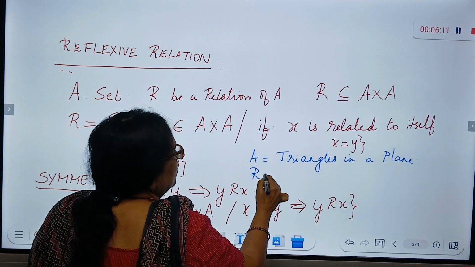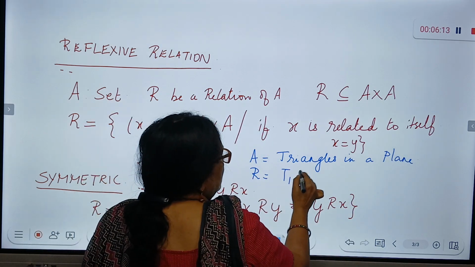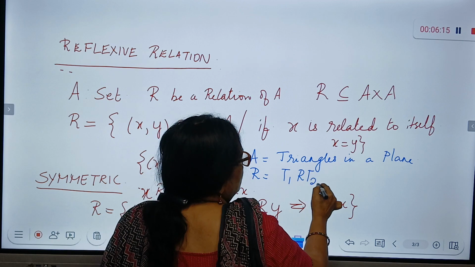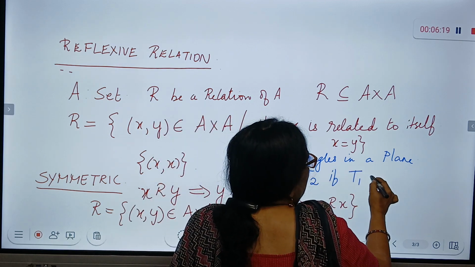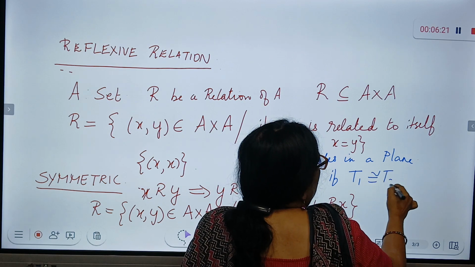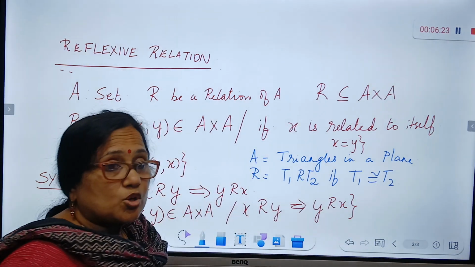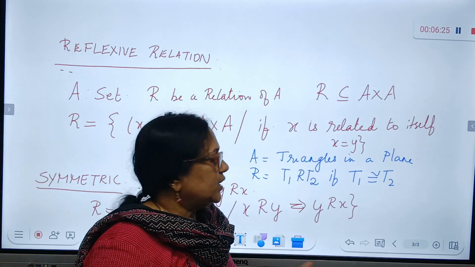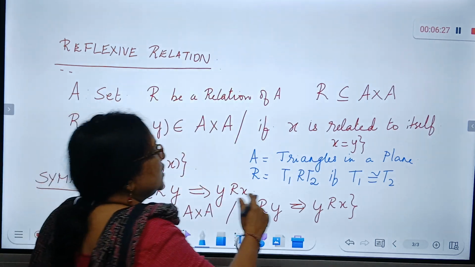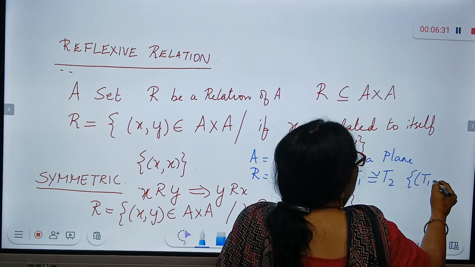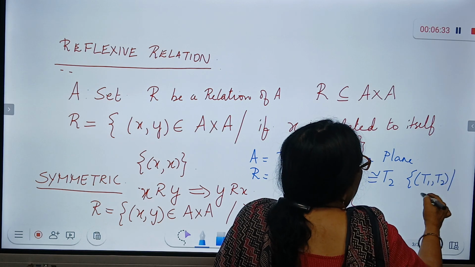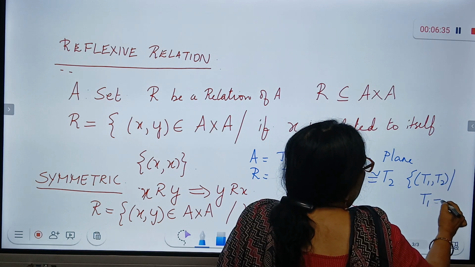R to be the following relation: T1 is related to T2 if T1 is congruent to T2. So here the relationship is congruence. Two triangles, if they are congruent, they are related. So R consists of the set of all ordered pairs (T1, T2) where T1 is congruent to T2.